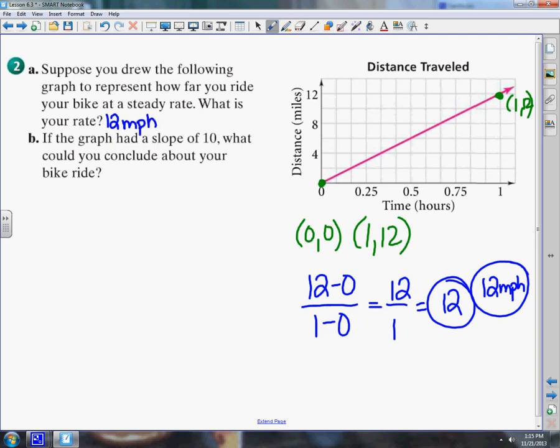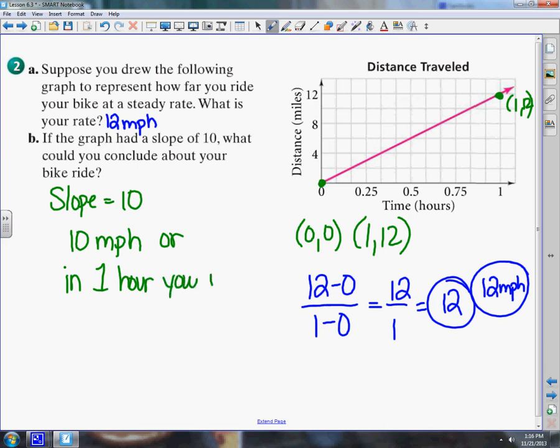If the graph had a slope of 10, what could you conclude about your bike ride? If the slope equals 10, then that means you are going 10 miles per hour, or in 1 hour, you will ride 10 miles.